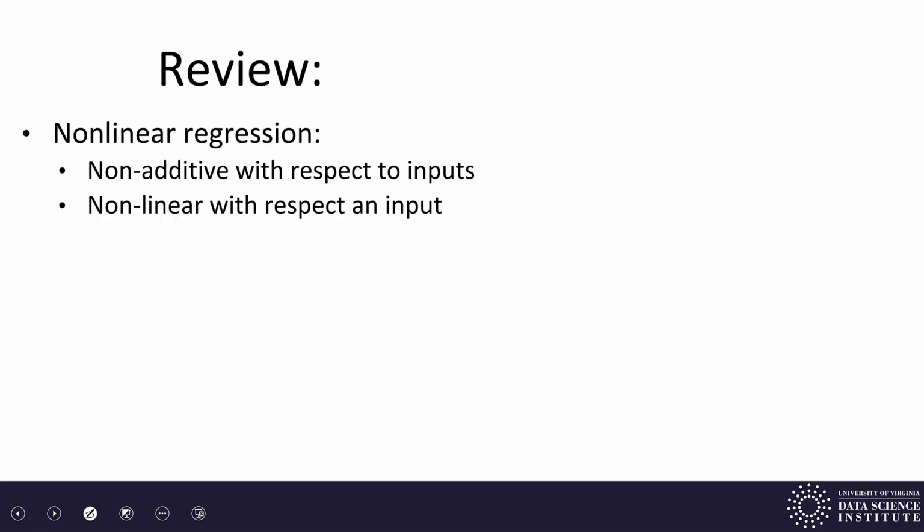So in review, what we've talked about is nonlinear regression. This is a regression that we're setting up in parametric equations similar to linear regression, but we're relaxing that linear requirement. And so the two ways we talked about doing that is using regression where the formula is non-additive with respect to the multiple inputs, meaning there are interaction terms, or where the regression is nonlinear with respect to an individual input, meaning there are polynomial functions of individual inputs.